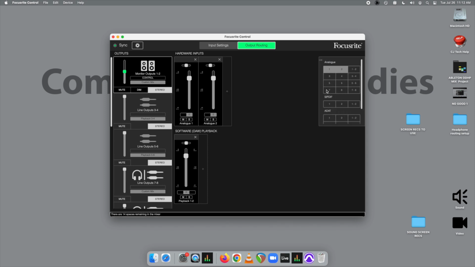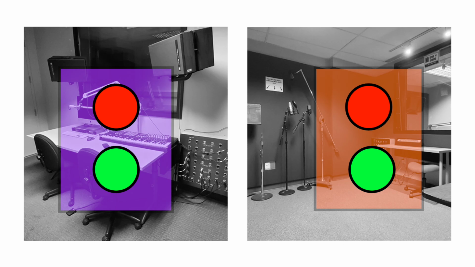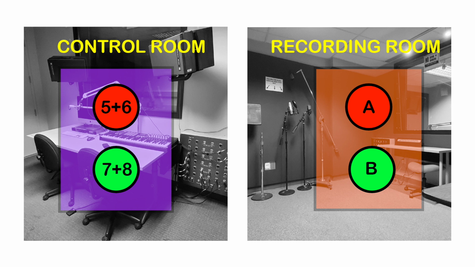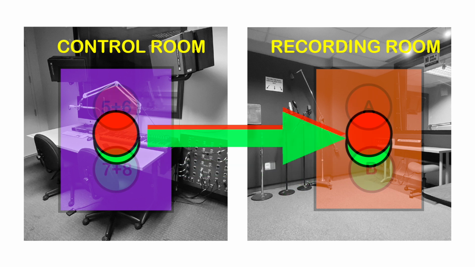I click on this plus sign to add my analog inputs. There are 2 sets of outputs that are going to the 2 inputs on the headphone amplifier in the recording room. Line outputs 5 and 6 are plugged into input A, and line outputs 7 and 8 are plugged into input B. Right now, both input A and input B are getting the exact same mix.